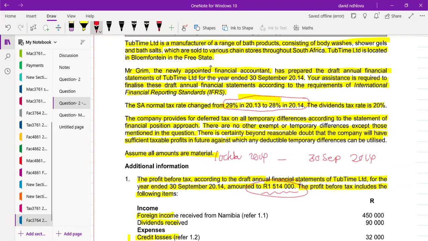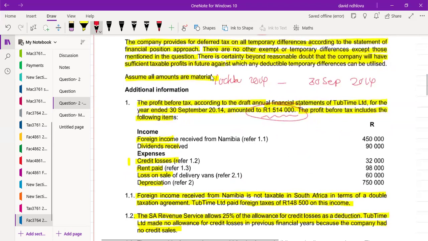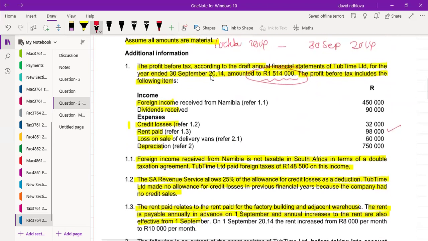Right, of the year 2014. Then we have rent expenditure here. They've given us an amount of 98,000, and this is what they say.